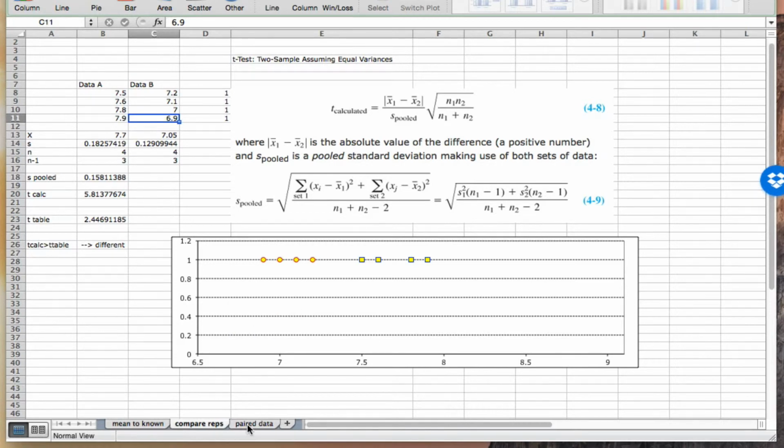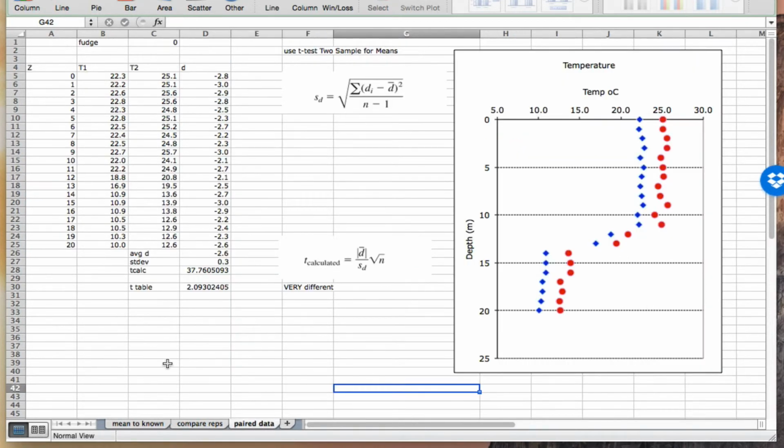Go back. The final application of the T statistic that we would like to talk about is pairs of data. And this is typical with the data set we collected on the boat last week when we went out and made temperature measurements, and we want to compare them to the buoy. So here I have Z, which would be depth in meters, temperature measured with sensor 1, temperature measured with sensor 2.